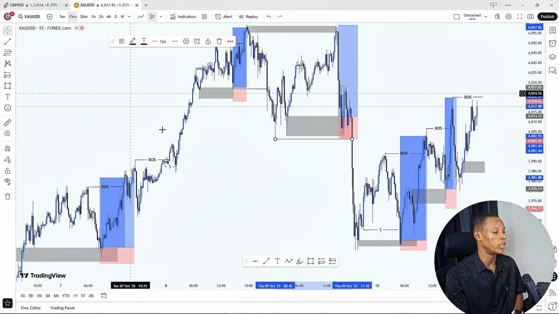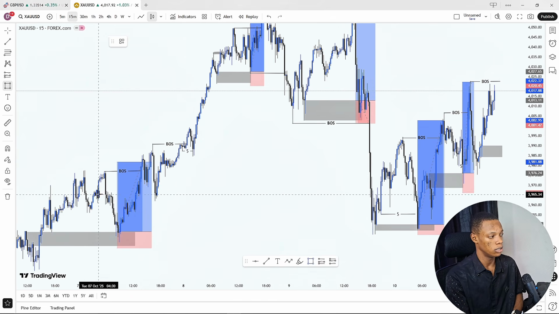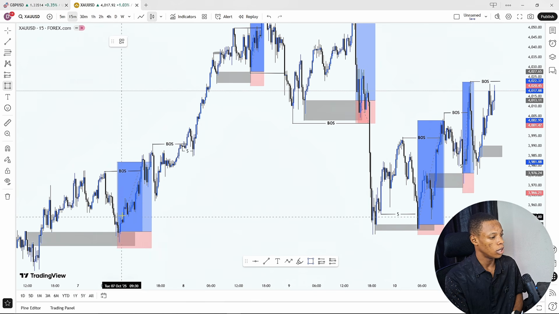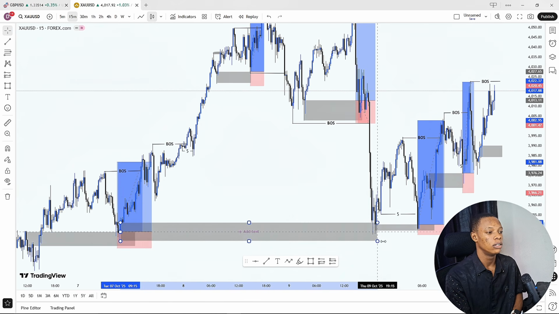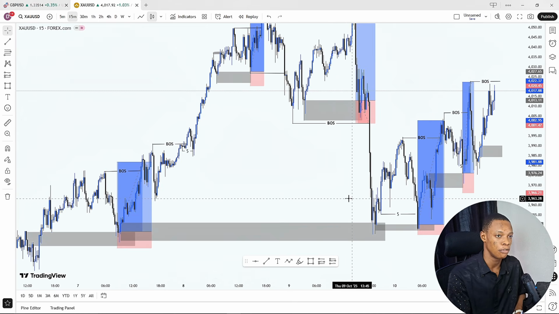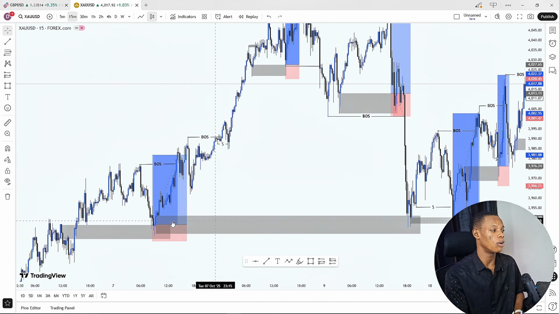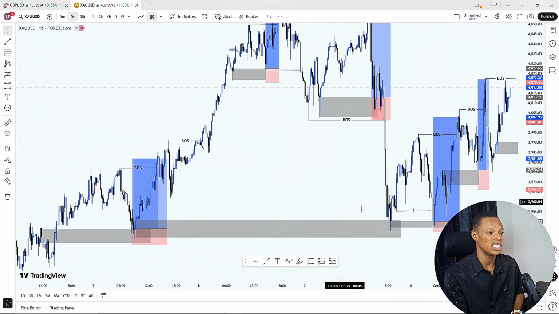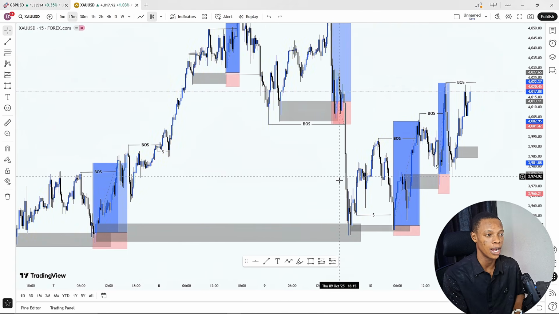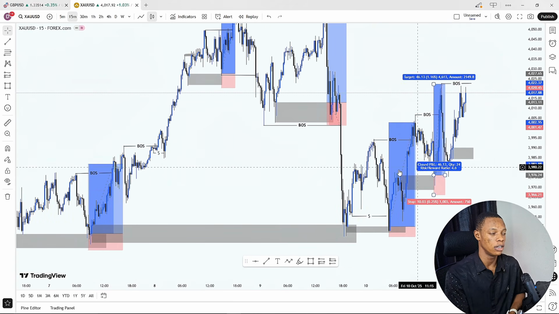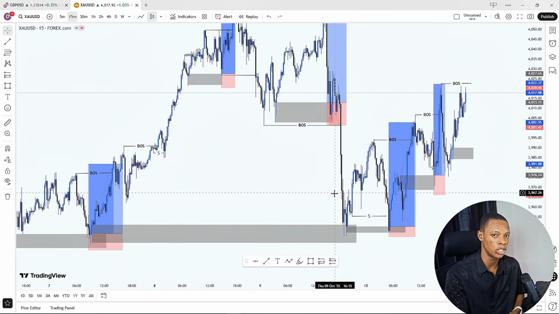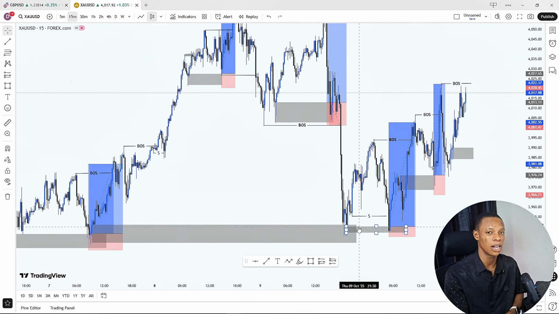But on getting to this very point, this was a key reversal zone, a key zone where traders are likely to step in for a buy. It's a demand zone. So on getting there, what happened? It gave a change of character. That was why I started looking out for buys. If you notice, it was going down, so I was meant to look out for sales. But since it gave a change of character at this very zone, I started looking out for buys.